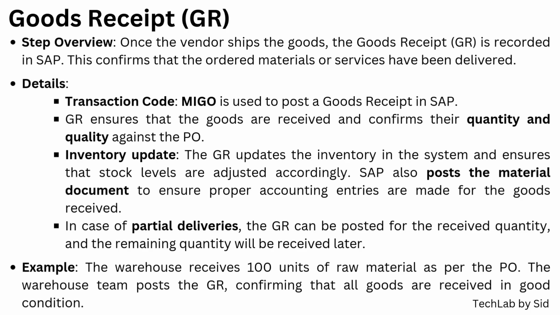The GR confirms the delivery of materials, ensuring the received quantity and quality match the PO, inventory levels are updated, and accounting entries are made. Example, the warehouse receives 100 units of raw material, and the warehouse team posts the GR to confirm that the goods are in good condition.